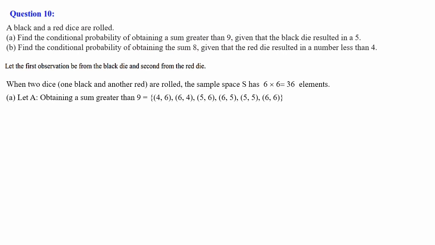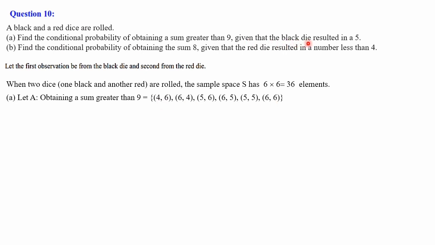Obtaining a sum greater than 9, in the sense 10 onwards. So 4 plus 6 is 10. Then again 6 plus 4 also 10. Next is 11, 5 comma 6 is 11 and 6 comma 5 we can write. Again 10, one more chance is there, that is 5 comma 5. Next is 12, that is 6 comma 6, 6 plus 6 is 12. These are the possible outcomes.